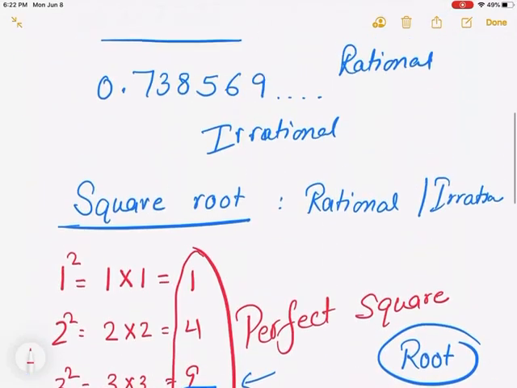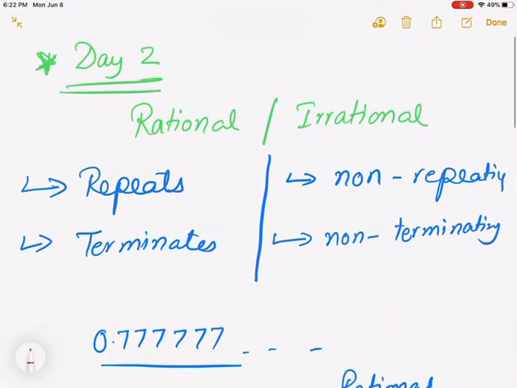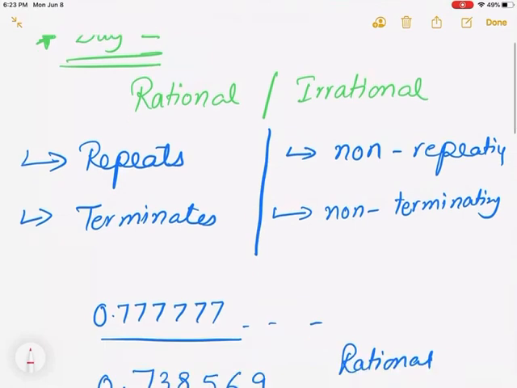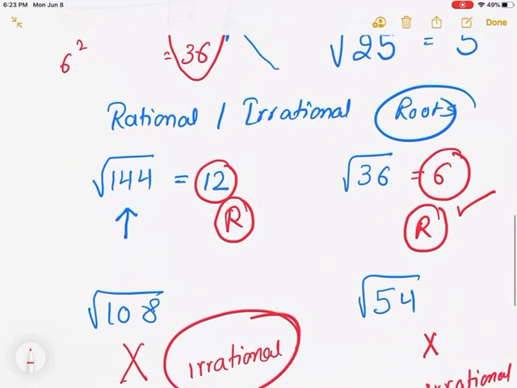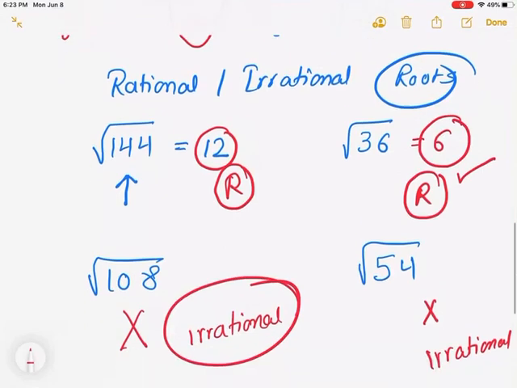So, a quick review. Something that repeats and terminates is rational. Something that's non-repeating and non-terminating is irrational. And when it comes to square roots, all perfect squares are going to be rational numbers, and all non-perfect squares are going to be irrational numbers.